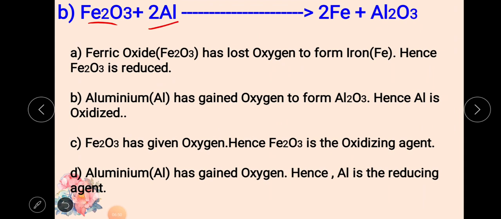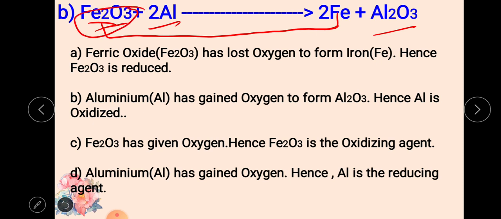Iron oxide reacts with aluminium to give iron and aluminium oxide: Fe2O3 plus 2Al, that is, ferric oxide reacts with aluminium to give iron and aluminium oxide. Here, which is the reducing agent and which is the oxidizing agent? I think you can tell easily. Ferric oxide contains oxygen, so ferric oxide is reduced to iron. Why is it reduced? Because it has lost oxygen. So which is reduced? Fe2O3.